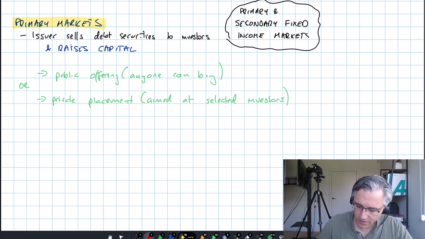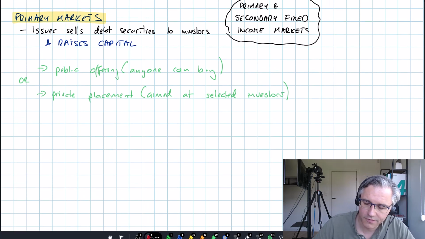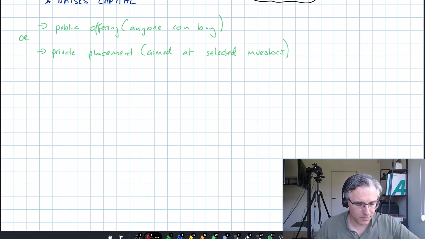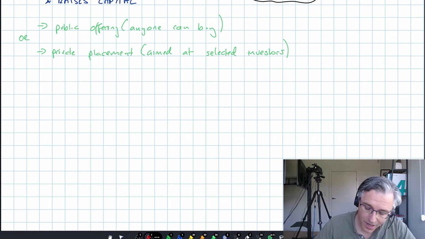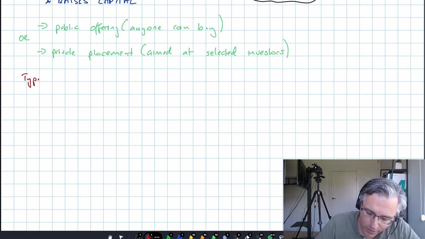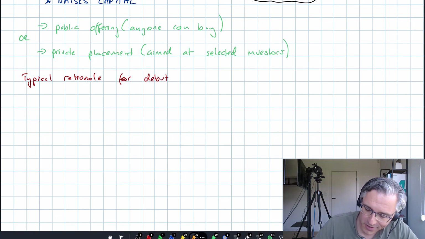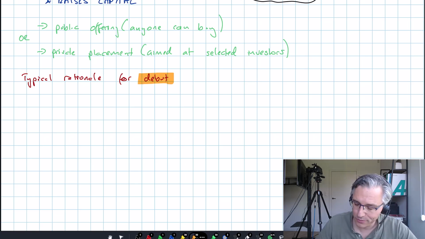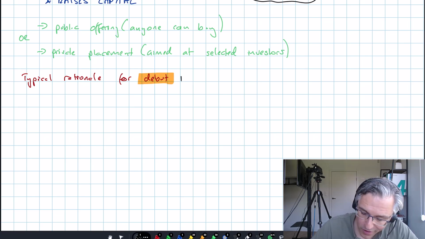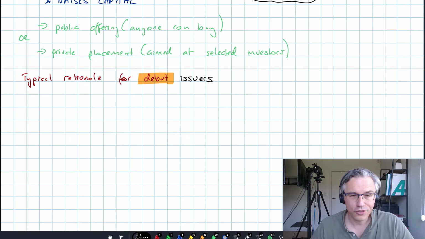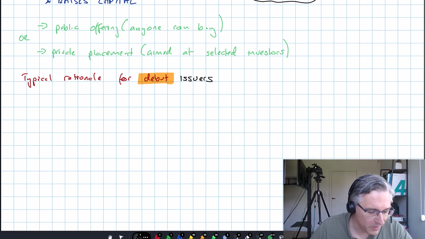However, one thing that your curriculum authority, the CFA Institute, does talk about in this specific learning module is the typical rationale, so the typical reasons for debut issuers. Pronunciation, got that one wrong initially, debut issuers. So why do some companies or even governments issue debt for the first time?